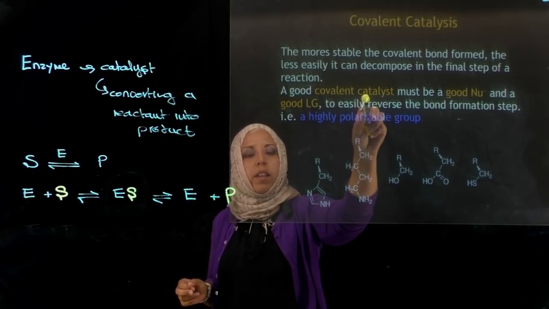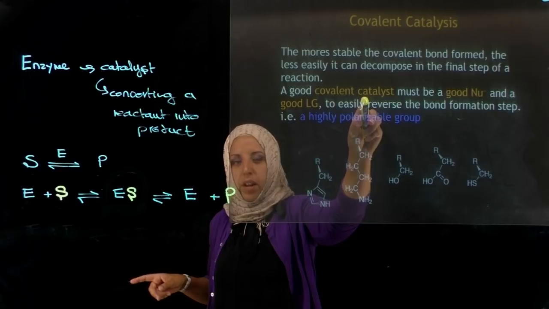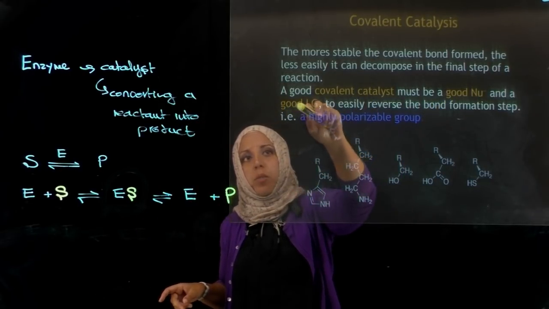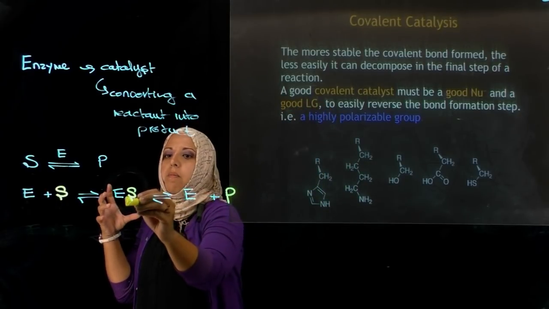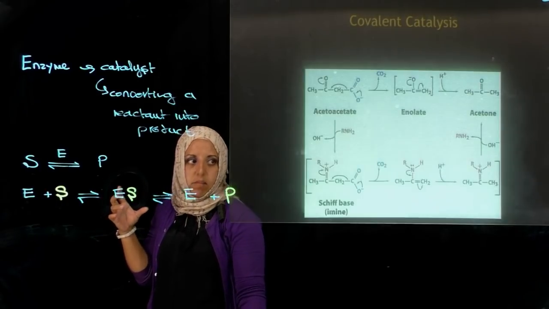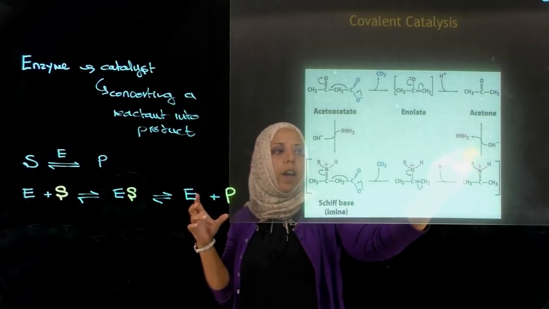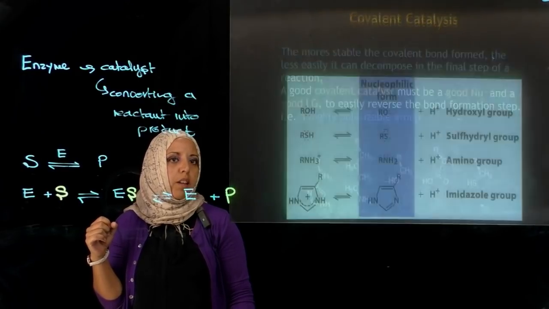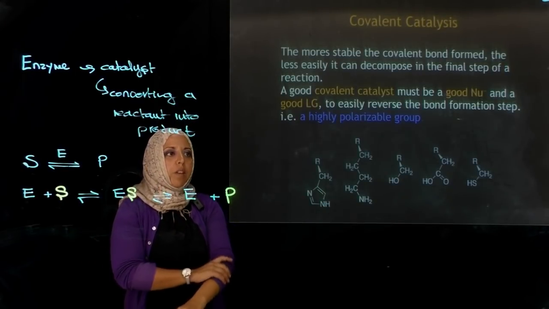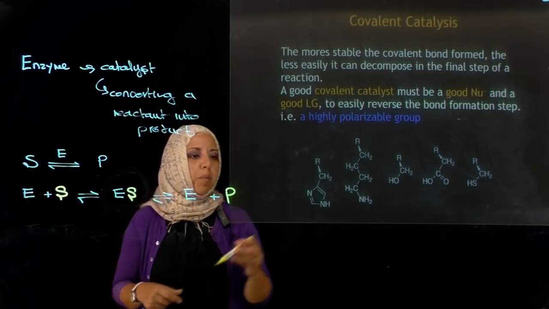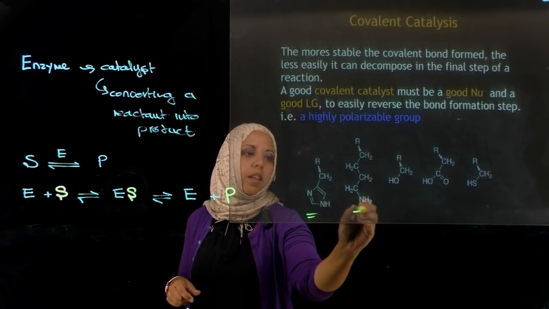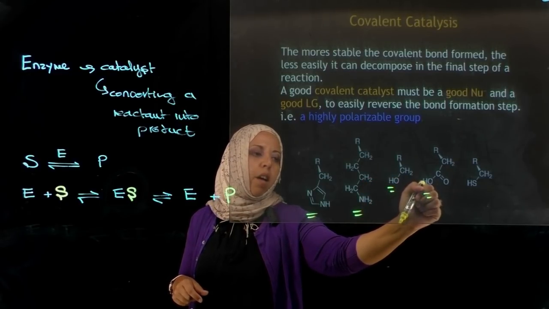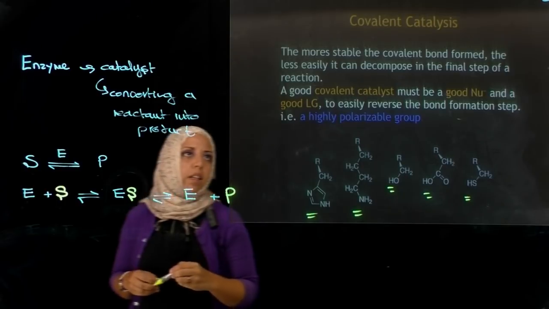So if you think about a covalent catalyst, the other one had like an amine. Those have to be good nucleophiles. They also have to be good leaving groups. So they have to be able to dissociate at the end so that the final product is formed, right? And if we think about the side chains of amino acids, those are ones with highly polarizable side chains. Histidine, lysine, serine can be involved in covalent catalysis. We have aspartic acid or cysteine, right?